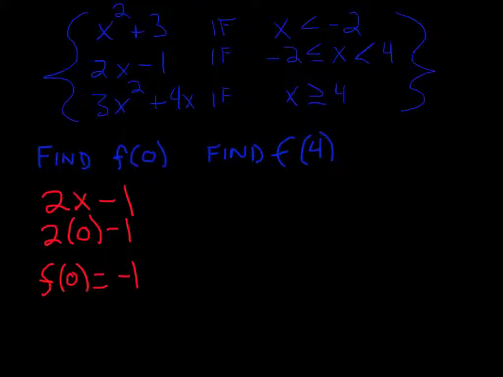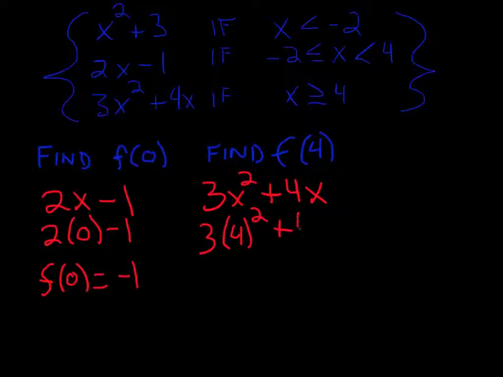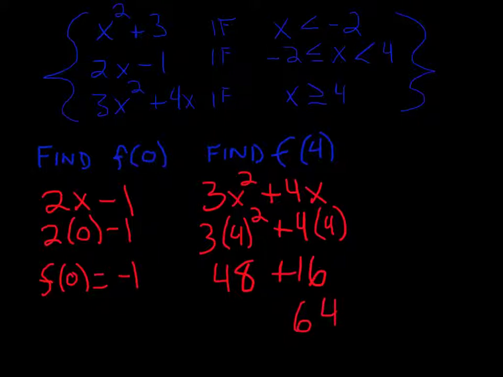So I'm going to rewrite that equation, 3x squared plus 4x. Okay, now I'm going to plug in 4 for it. 3 times 4 squared plus 4 times 4. I use the parentheses because then it helps us with our order of operations on this one. 4 squared is 16 times 3 is 48. So I've got 48 plus 16. 48 plus 16 would give me 64. So f of 4 is equal to 64.